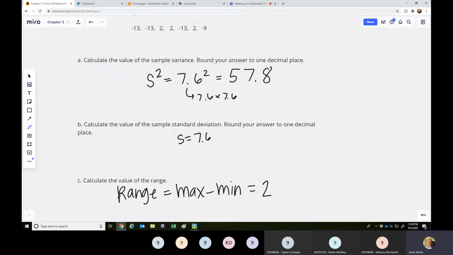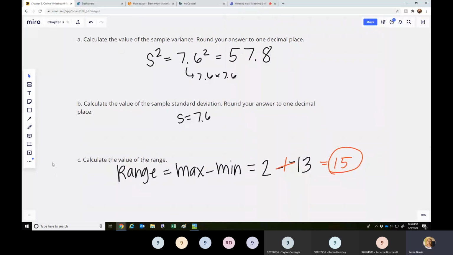Our maximum here was 2. Our minimum was negative 13. So notice I have 2 minus negative 13. When you subtract a negative, it becomes a positive. Remember, a double negative becomes a positive. So this becomes a plus, and the range is 15. Oh, and there's no special symbol for the range. You just write out range, just like with mode.